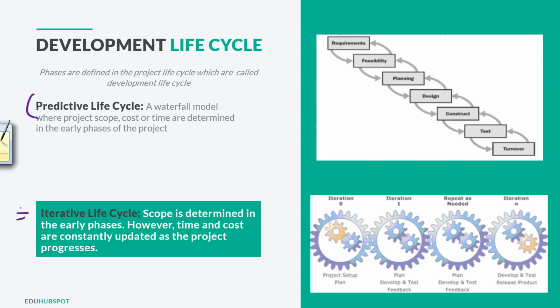Then we will move to the next one, which is your iterative life cycle. Scope is determined in the early phases. However, time and cost are constantly updated as the project progresses. So first of all, you will determine the scope. Then you will build a series of iterations. In each iteration, you will work towards something, like plan, develop and feedback. Again, you will do the same thing: plan, develop and feedback. So basically you are building a series of iterations to come up with a full-fledged product, right? That's your iterative cycle. Again, these are a series of repeated cycles. That's iterative.